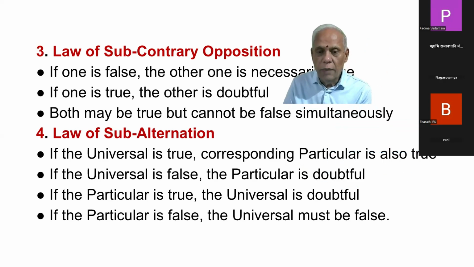So, if one is true, the other one is doubtful. Then, both may be true: some are good and some are not good. Yes, both can be true simultaneously. There's nothing wrong here. But both cannot be false, obviously, because when "some are good" is false, "some are not good" is definitely not false. Therefore, both cannot be false simultaneously.